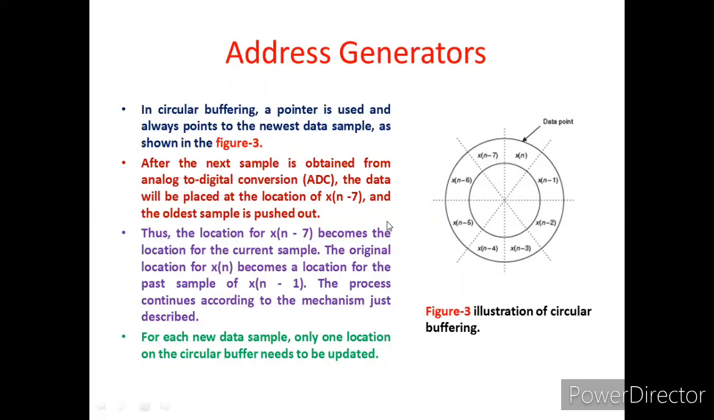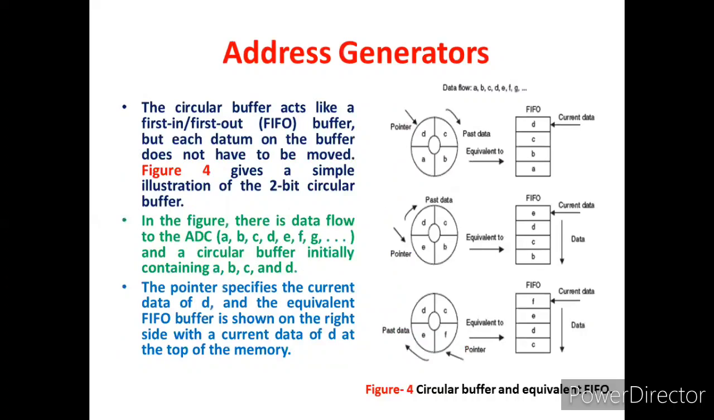So whichever location the new data sample has entered acts as the current value. The original location of x of n becomes the location for x of n minus 1. So what happens is that it becomes x of n minus 1, and the process continues according to the mechanism we described. This is the circular buffer formation. For each new data sample, only one location on the circular buffer needs to be updated. So in the circular buffer formation of addresses, only one data sample gets updated. This is one of the important concepts in the circular buffer.